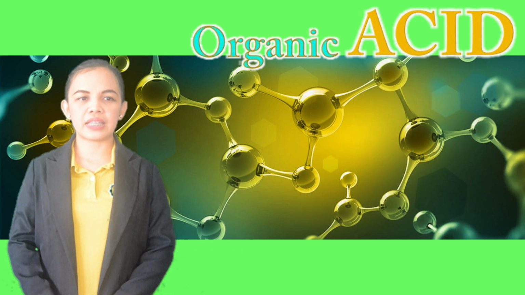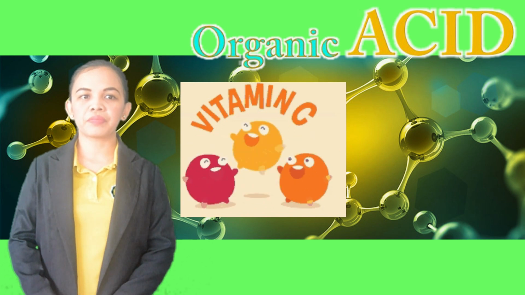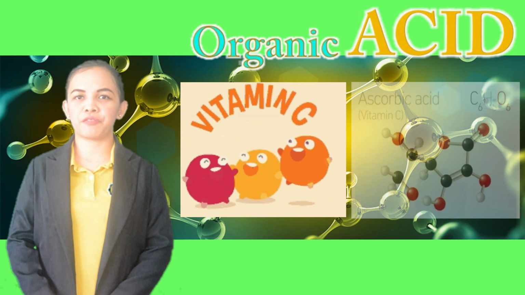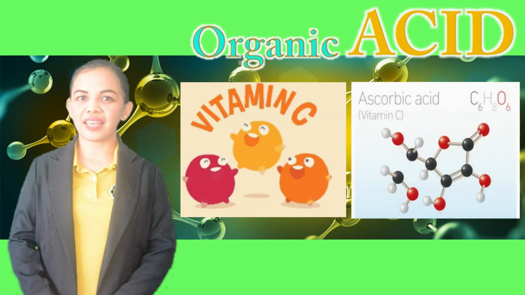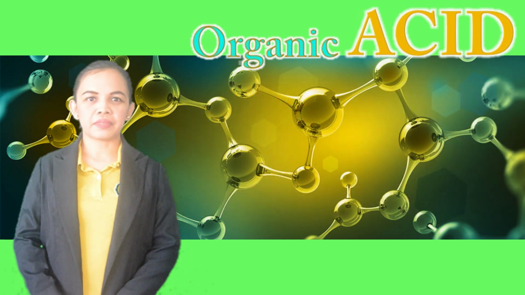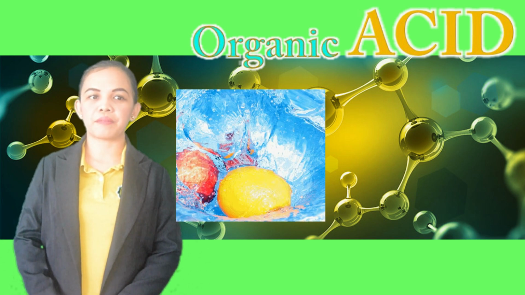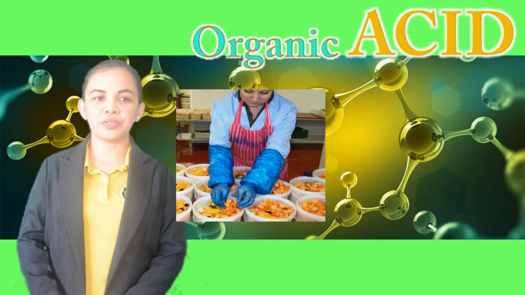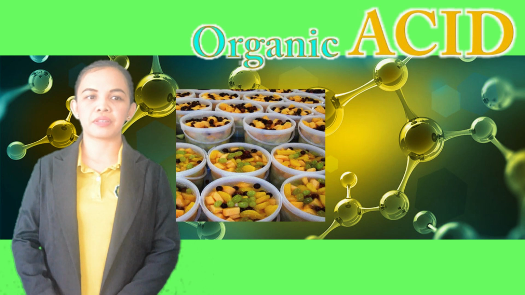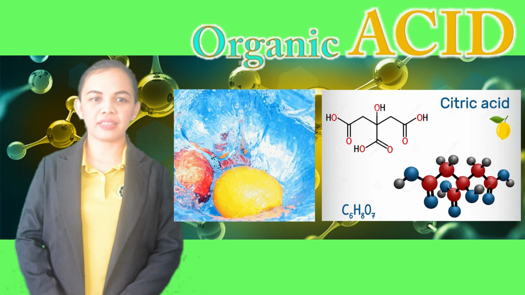Another example is ascorbic acid. It is one of the components of the vitamins to have a stronger immune system. Ascorbic acid has a chemical formula C6H8O6. Next is the citrus fruit, like lemon. It contains citric acid, an organic acid which is used as flavor for drinks and used as preservatives. Its chemical formula is C6H8O7.